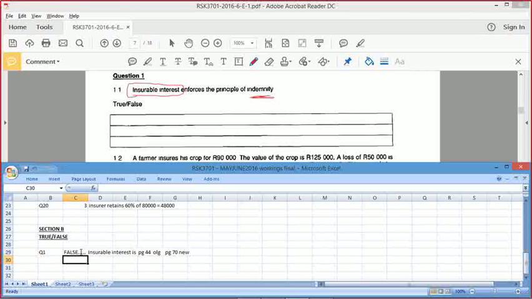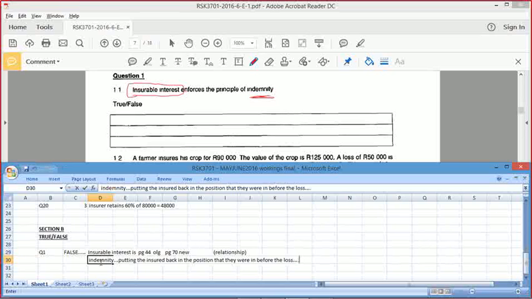Just to recap, insurable interest is the legally recognized relationship between the insured and the financial loss. So it's just the relationship. That's the key bit. I would focus on relationship here. And then indemnity, I would describe what that is. Indemnity is putting the insured back in the position that they were in before the loss. That's the principle of indemnity. I think they'll be flexible here with your answer. I don't think they'll mind whether you talk about insurable interest or indemnity. They're two different concepts, so it's definitely false.